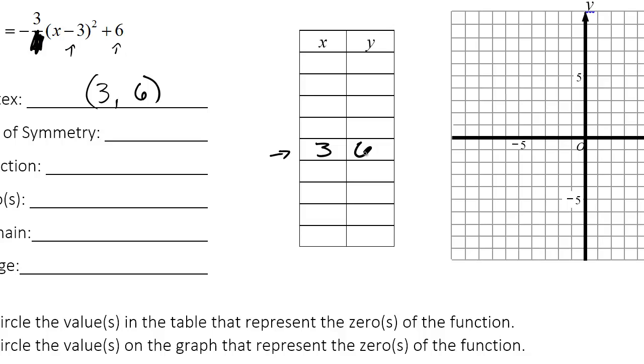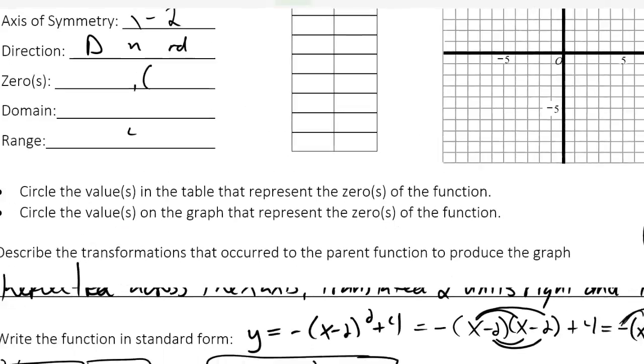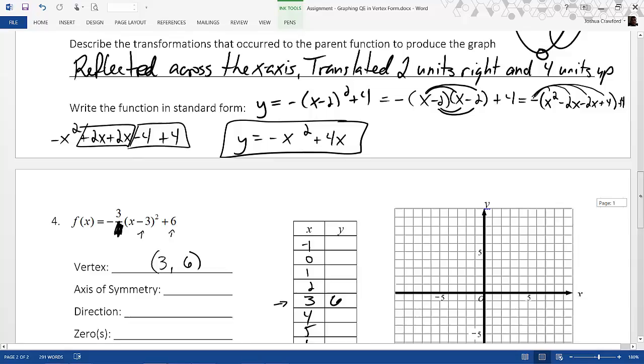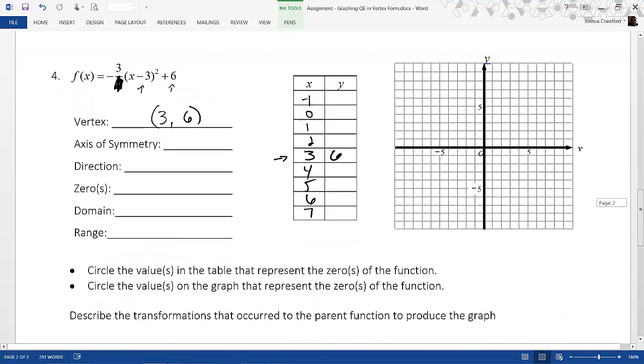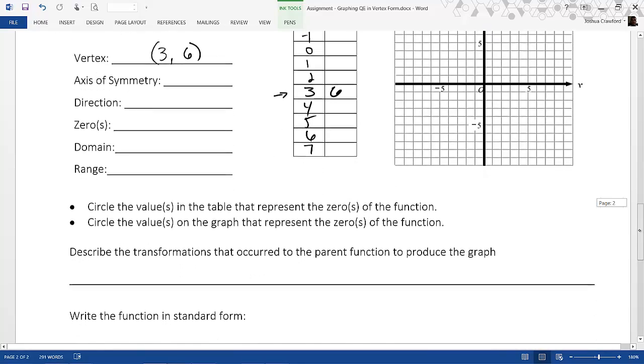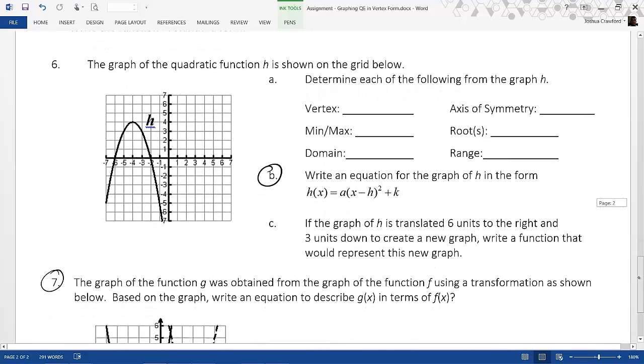Now just fill in the rest of your x values. So 3, 4, 5, 6, 7. And then negative 2, 2, 1, 0, negative 1. Okay, so that's it for number 4. Go ahead and fill out the rest of that. Now, last 2, I'm going to do 6b and 7 with you.